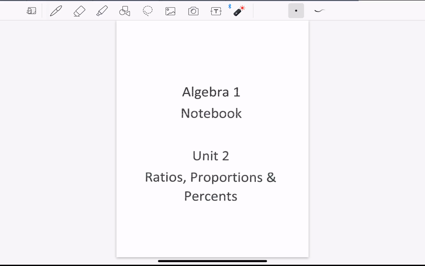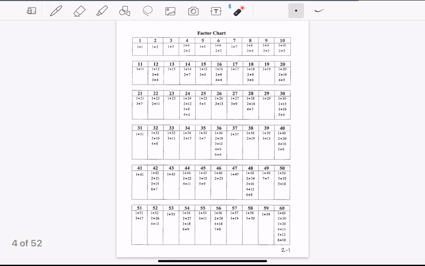So for your next set of notes, you're going to be working out of the new notebook, the Unit 2, Ratios, Proportions, and Percents notebook. So we just finished the first one, we're on to the second one, and the first page is going to be a factor chart.